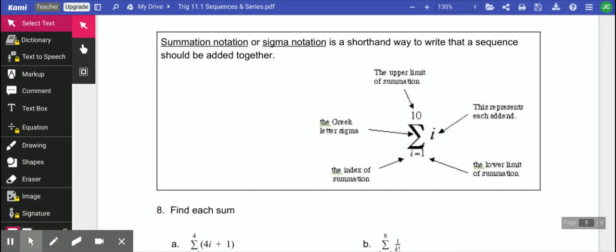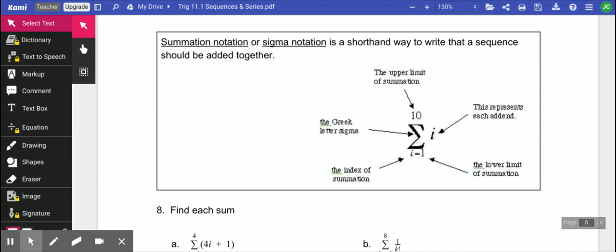Something else that I want to review, also from Algebra 2, is called summation notation. It's also called sigma notation because this thing right here is the Greek letter sigma, capital sigma. And what sigma means mathematically is that we are adding them up, okay?